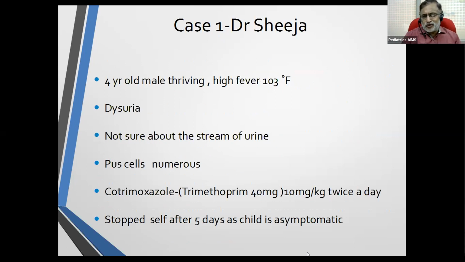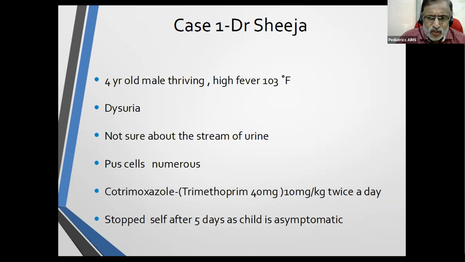I used to tell my mothers that when they come for review in the newborn period, they have to come with a video of the urination. In male children, we can't go and verify whether the stream is good or not. Suppose they come with a video of the urinary stream, it's very easy for us to know whether the child is having a poor stream or not.